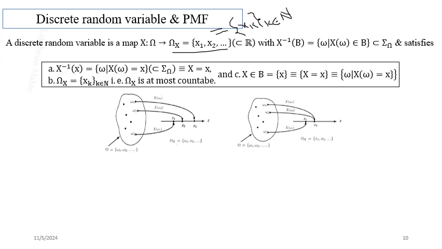Also, we put a condition that if you take any subset in omega X, it must map back to an event in omega. Apart from the definition that it is a map from omega to omega X, if B is any subset in omega X, a specific kind of subset that we generally call a Borel set, then we read X inverse of B as its inverse image. Have you seen the inverse of a set?